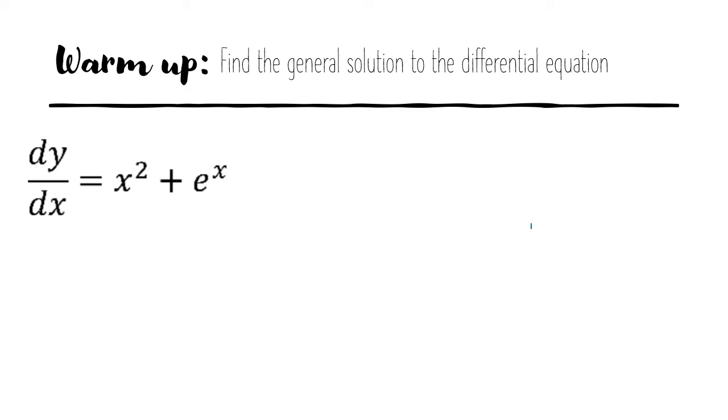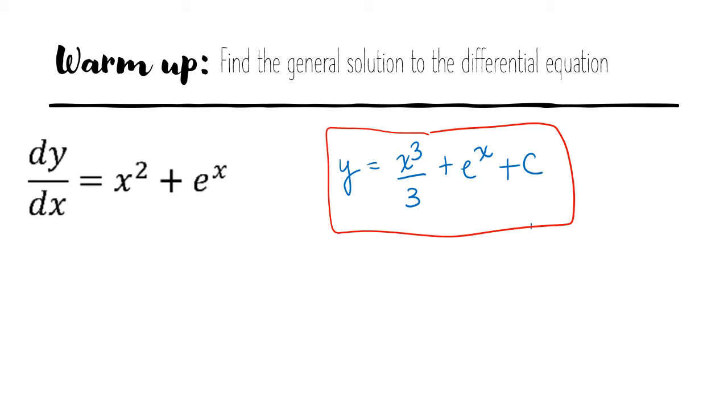Hopefully what you did is you recognized the general solution to the differential equation is going to be the antiderivative. Hopefully you remember that from chapter 4. Antiderivative of x squared is x cubed over 3. Antiderivative of e to the x is e to the x. And then, of course, we need our constant of integration at the end.